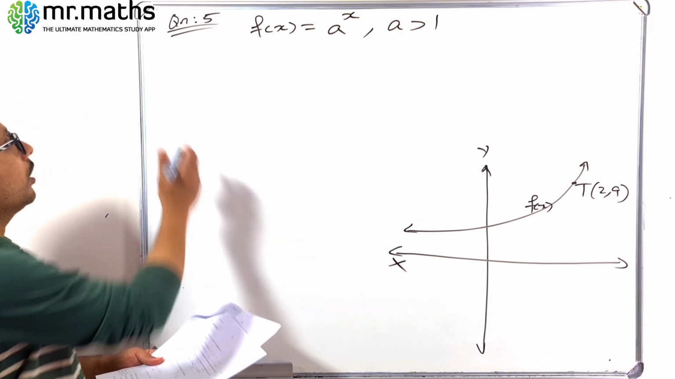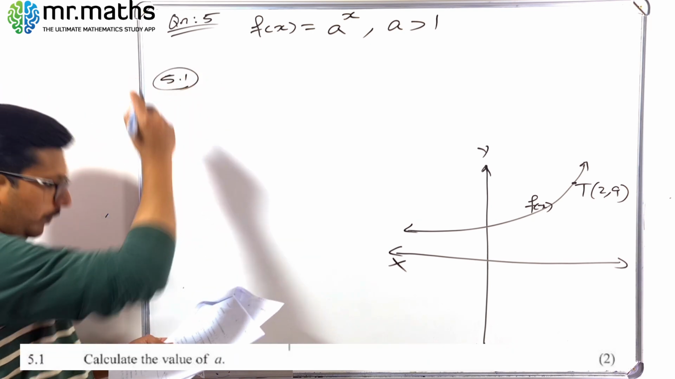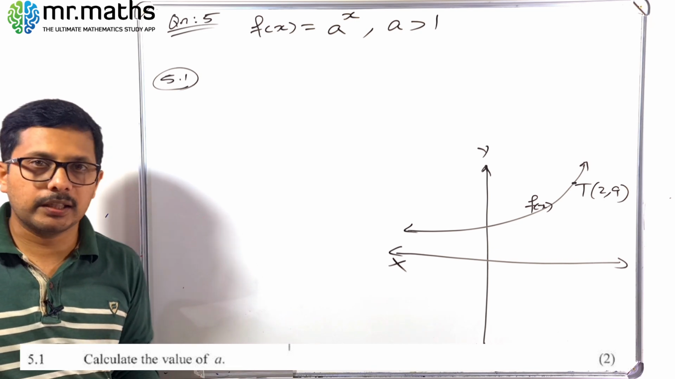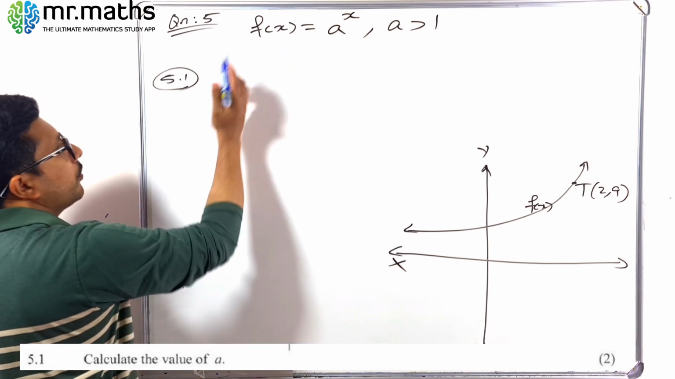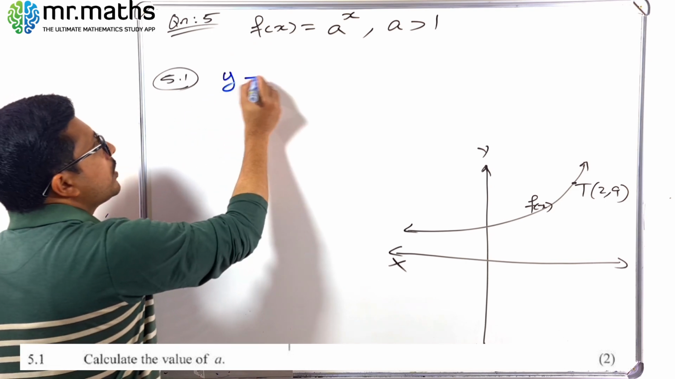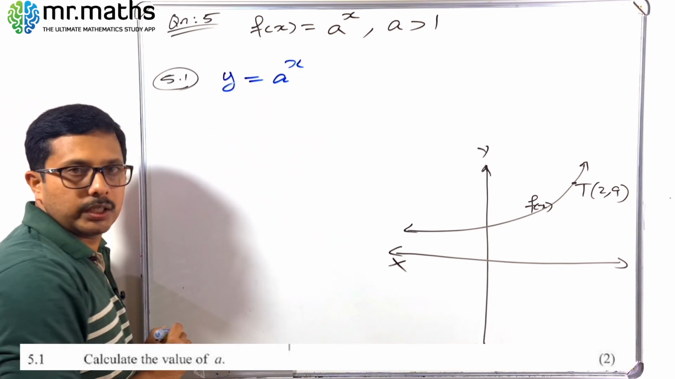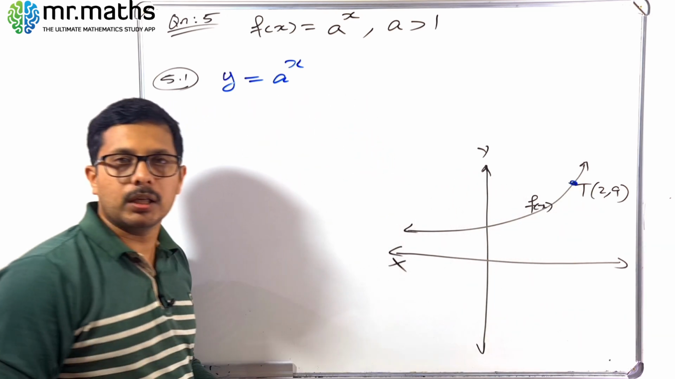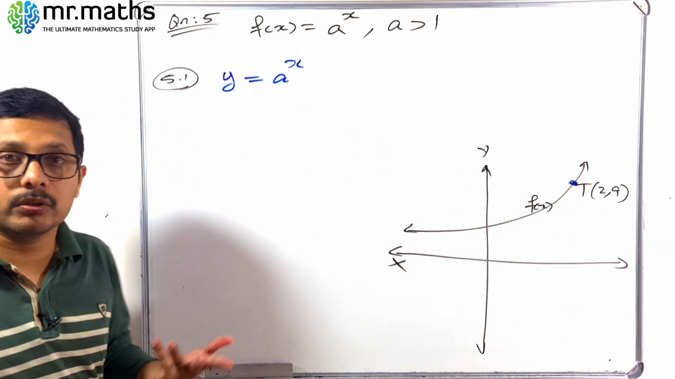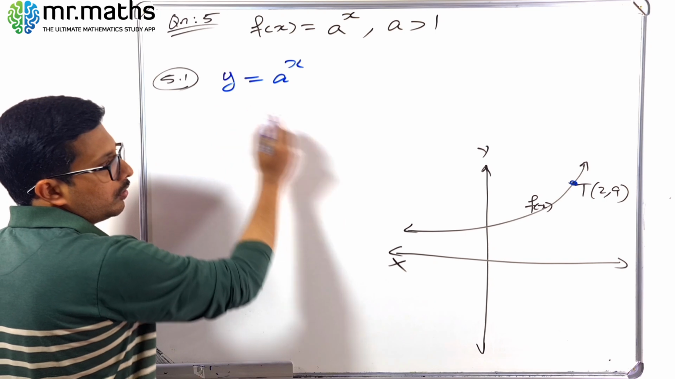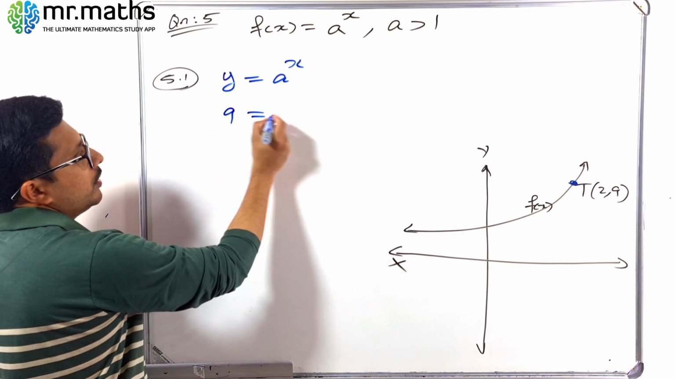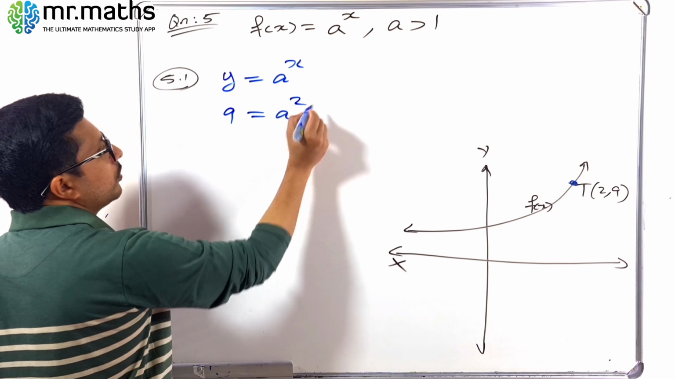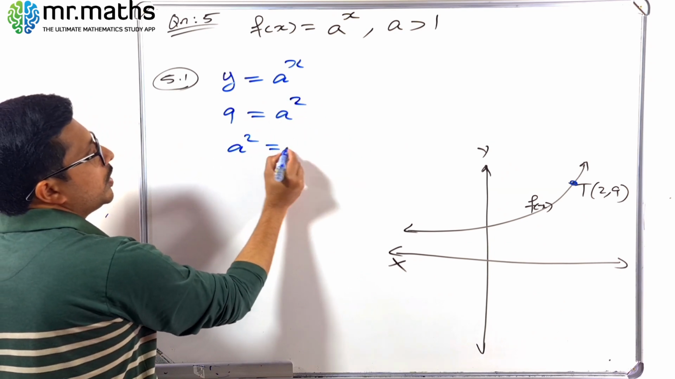First question, 5.1. Calculate the value of a. You have to find the value of a. So it's a simple question. This f of x is the same as y. y is equal to a raised to x. So you know one point on the graph, that is (2,9). So substitute that point. y is 9, which is equal to a raised to x, and x is 2. So a raised to 2 is equal to 9.